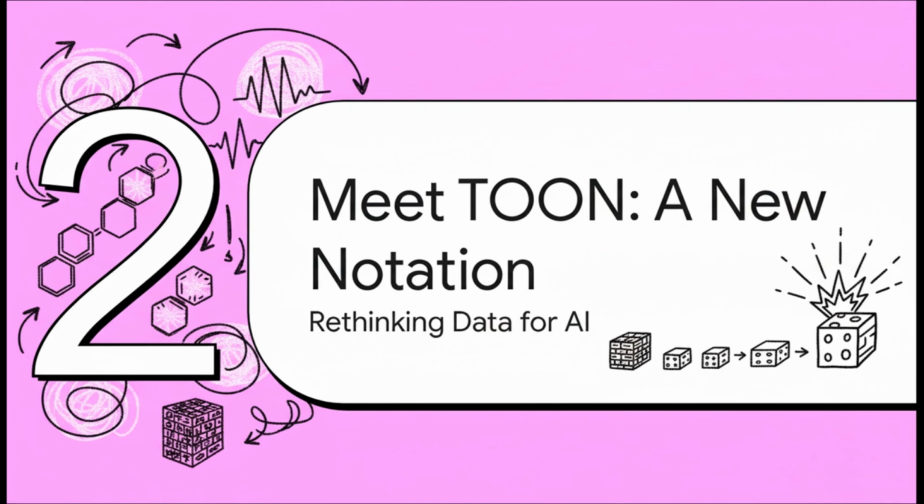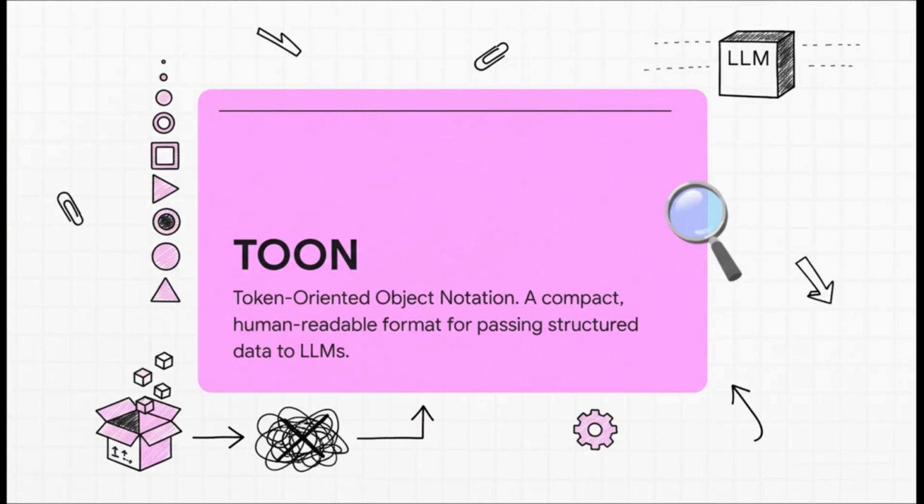But this is where our story gets really interesting. A new format has shown up, one that was designed from the ground up specifically for this new AI-native world. It's called TOON. TOON stands for Token-Oriented Object Notation. Its entire reason for existing is to be a super compact, human-readable format for sending structured data to LLMs. It's not here to replace JSON in your app's backend or anything. Think of it more like a highly efficient shipping format just for your prompts.